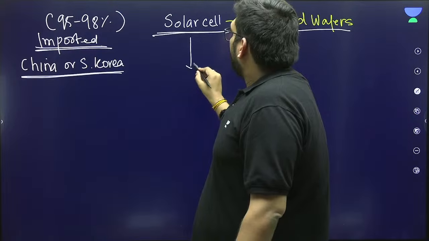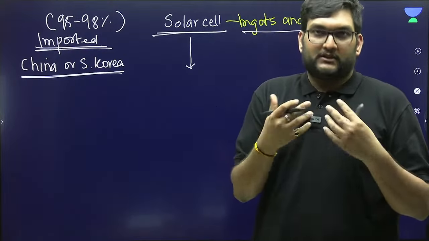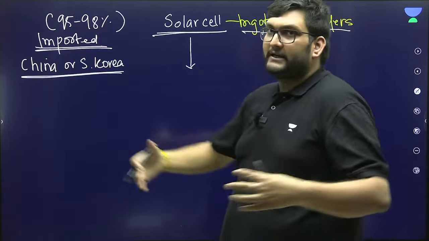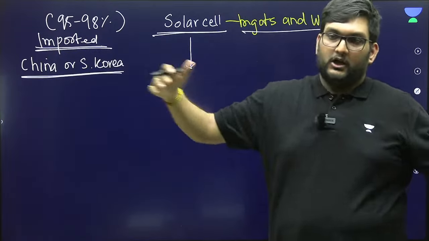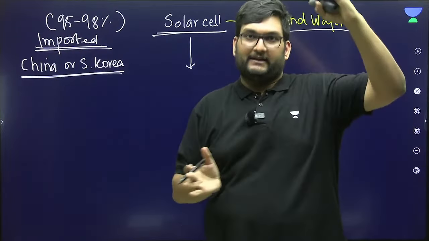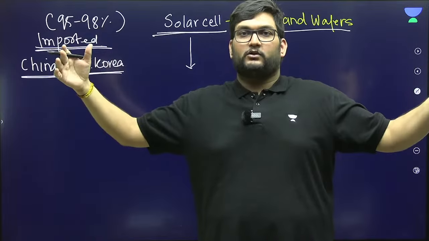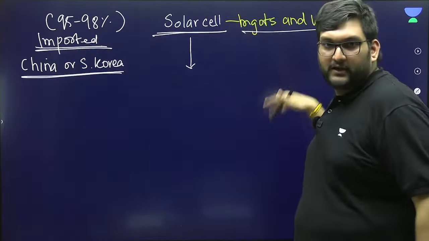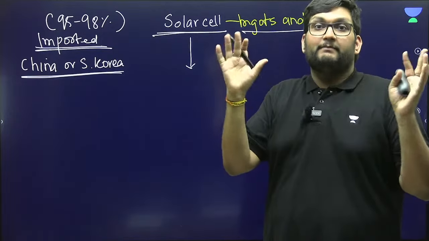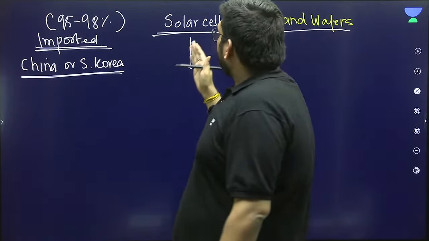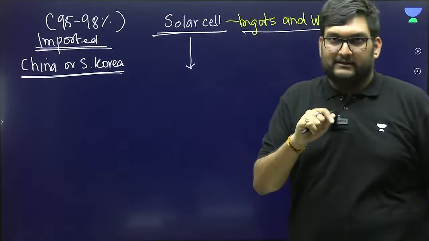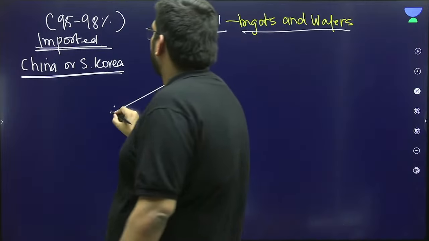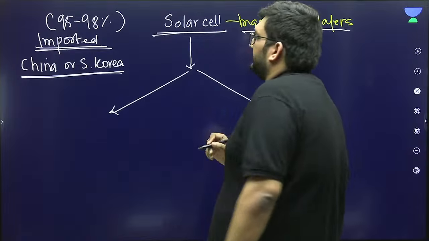However, once you get a solar cell, we need big modules. One cell, you need to make big modules and panels. If you've seen a solar panel, it would be a very big panel, like a very big board, like this board itself. It would be a very big module in that regard. Now, when it comes to solar cells and solar panels, there are two types of manufacturers in India.